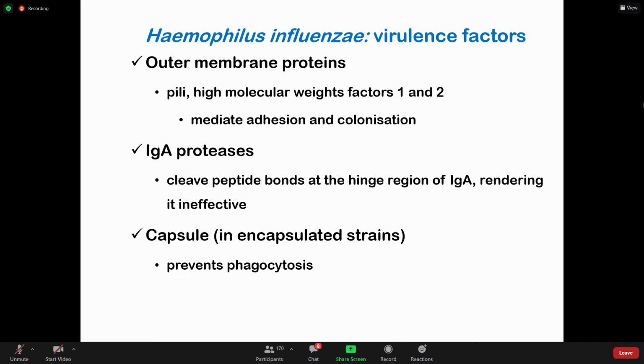In encapsulated strains, the capsules will prevent phagocytosis. So this is not important in causing otitis media, but when we think of meningitis, when we think of sepsis, the capsule is an important virulence factor.